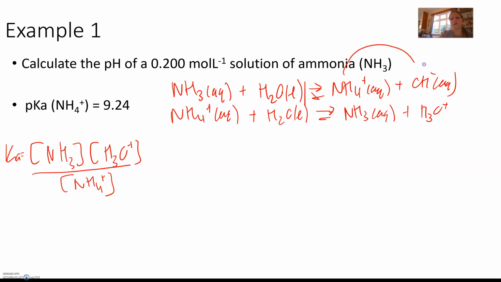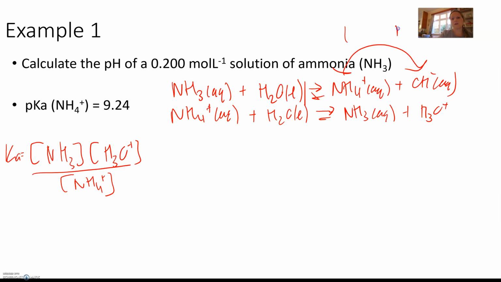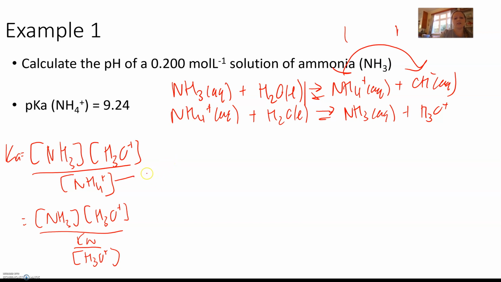We know that NH4 plus and OH minus are in a one-to-one ratio, so their concentrations are equal. So we're going to actually replace the NH4 plus in our expression here with Kw divided by H3O plus, because we know that OH minus equals Kw divided by H3O plus, and it minimizes our unknowns.